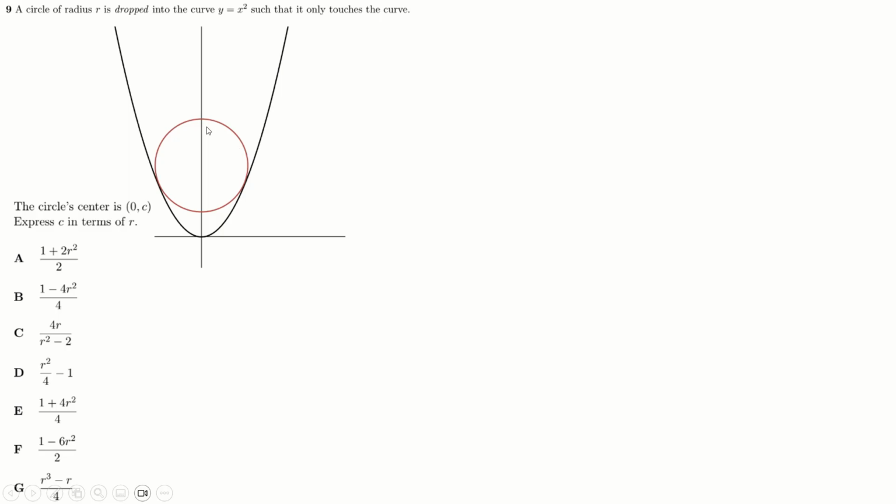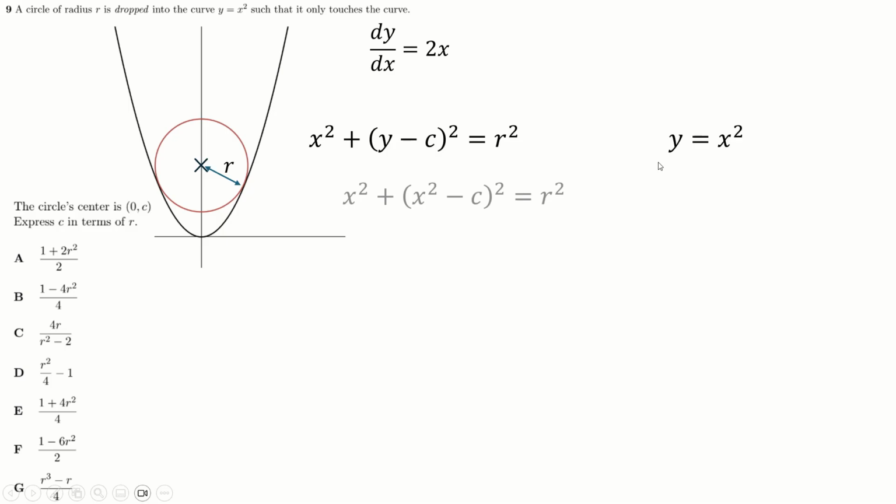But anyway, question 9. So okay, well this circle, I don't think I ended up using this. I think I just wrote it down because it seemed like a sensible thing to write down, but I don't think I ended up using it. This circle has this equation, and the curve of course has that equation.